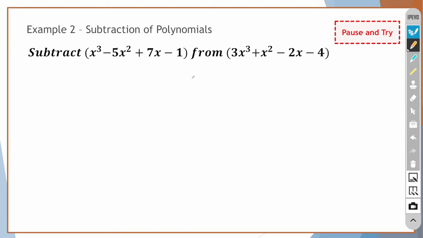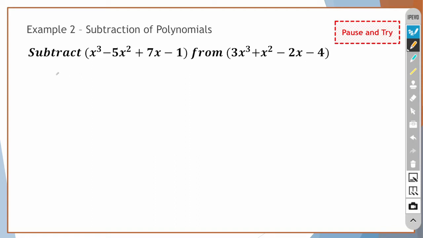So here's example 2. This time we're going to be looking at subtraction of polynomials. And the question is 3x cubed plus x squared minus 2x minus 4, all of that together. And we're subtracting x cubed minus 5x squared plus 7x minus 1. So I'm going to give you a chance to pause the video here so you can give it a go yourself.